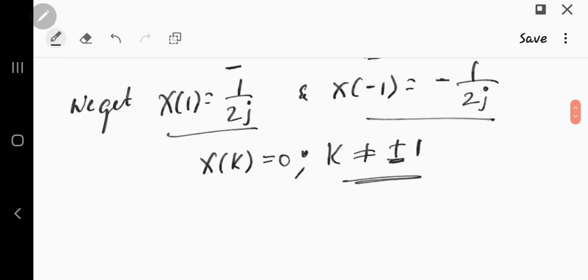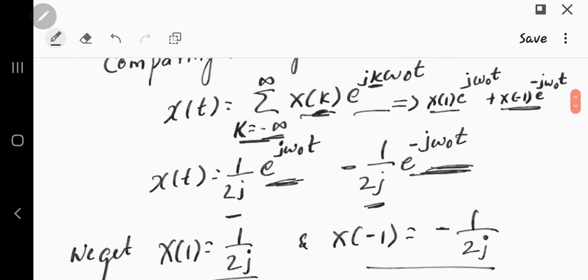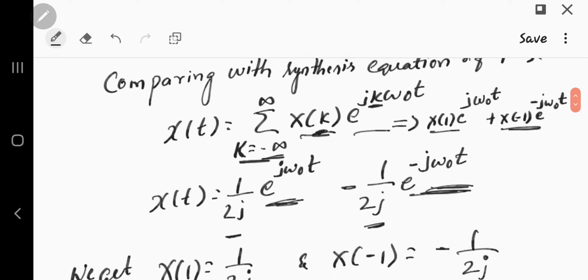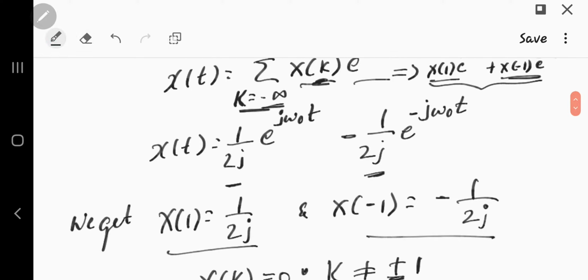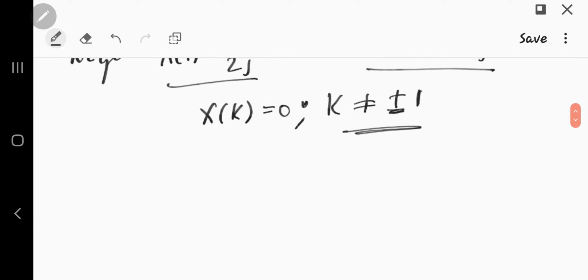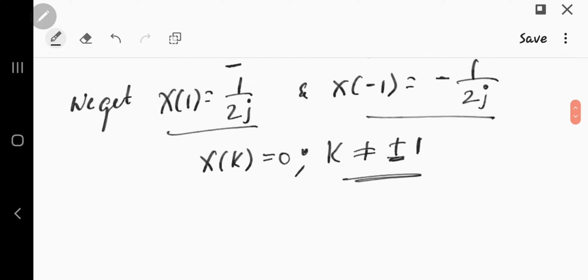So based on this, comparing this with the synthesis equation, this is for understanding purpose. I have elaborated this. We'll go with the same approach for the remaining problems as well. Most of them, we'll just try to write the synthesis equation and compare. Okay, we get x of 1 and x of minus 1. Now these are the two values of x of k which are present, and for the remaining values of k, x of k will be 0.